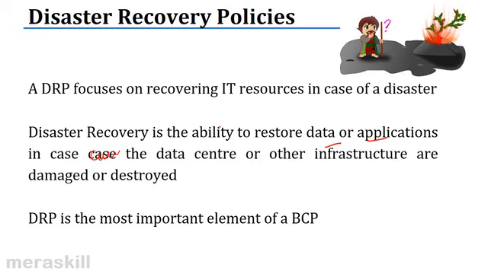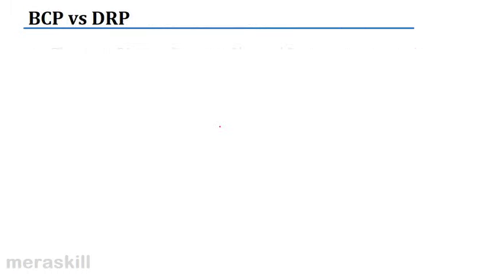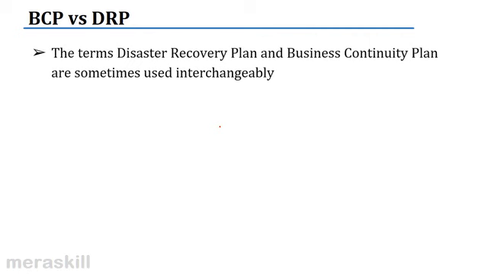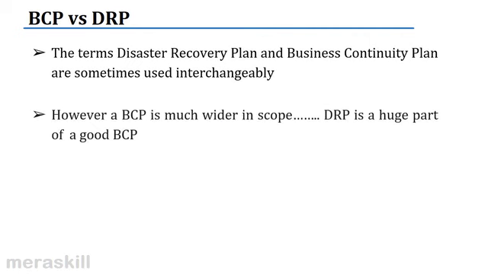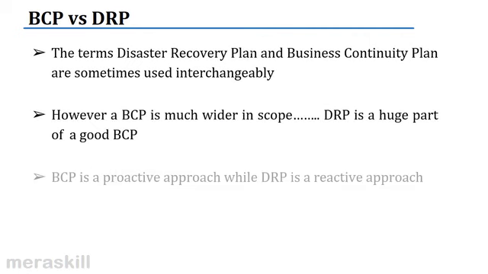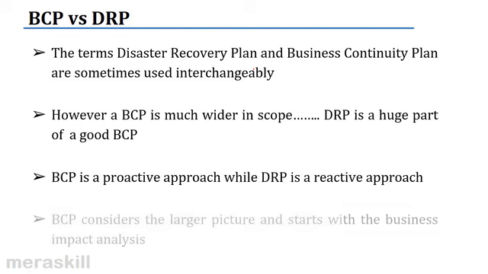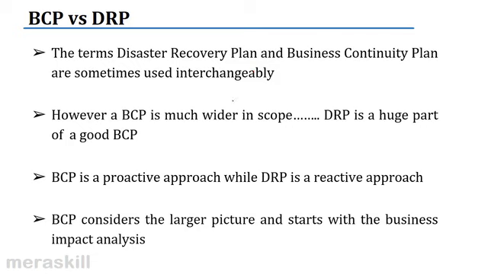DRP is the most important element of a BCP. BCP being Business Continuity Plan. DRP, Disaster Recovery Plan. Okay. Is there a difference? They are often used interchangeably. So when we say BCP, the first thing we do is to try and do up a DRP. That's the first thing we do, because that's how we identify.